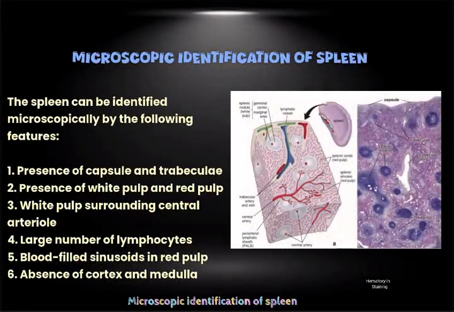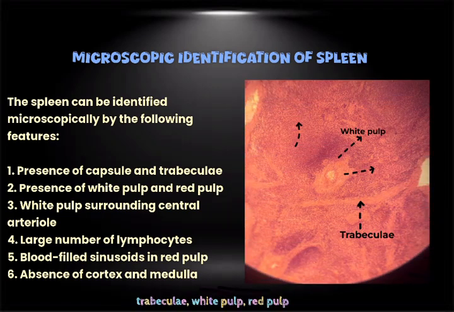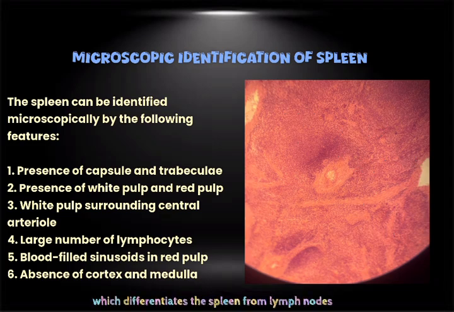Microscopic identification of spleen. Microscopically, the spleen can be identified by the presence of a connective tissue capsule, trabeculae, white pulp, red pulp, and a central arteriole. Another characteristic feature is the absence of cortex and medulla, which differentiates the spleen from lymph nodes.